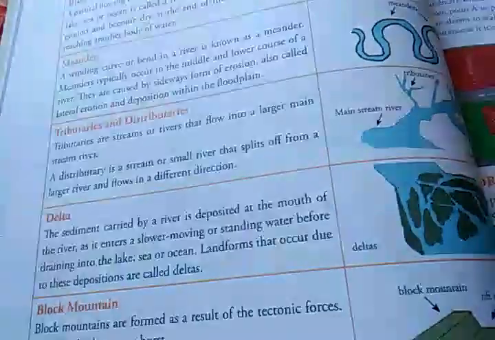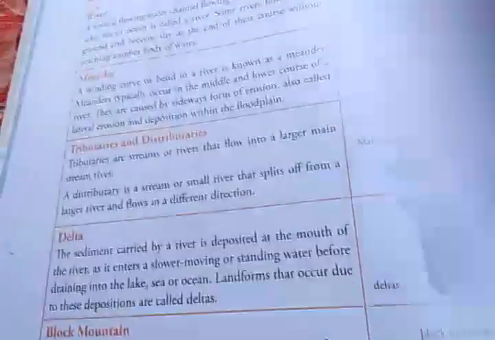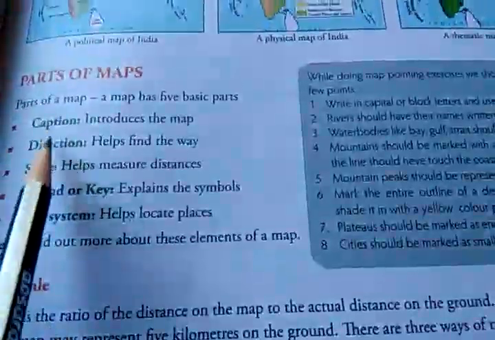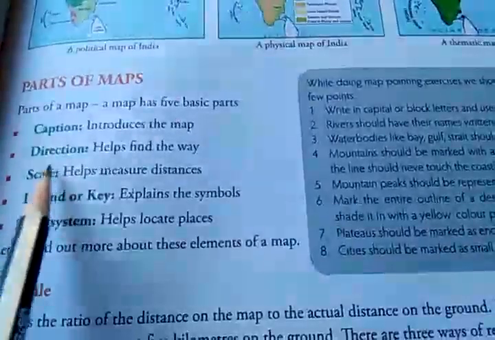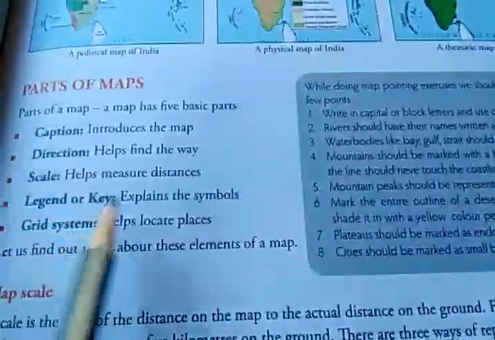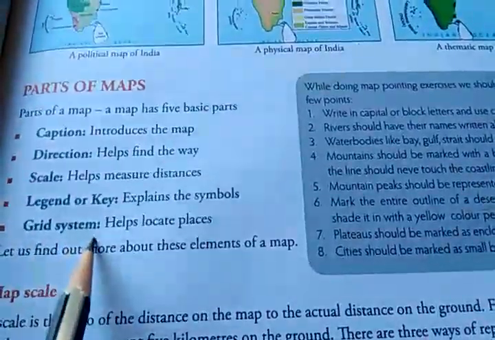Then after this, we see that the next question is, what are the five basic parts of a map? Name them along with brief description. This answer also is a straightforward question, and here it is given. Yes, parts of a map. So there are five basic parts of a map: caption, direction, scale, legend or key, and grid system.